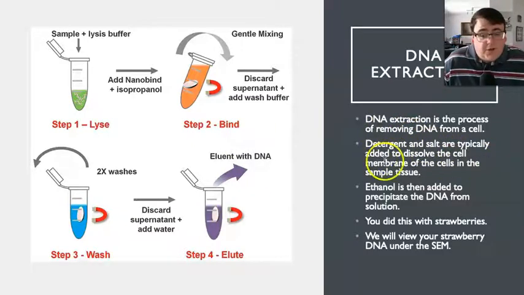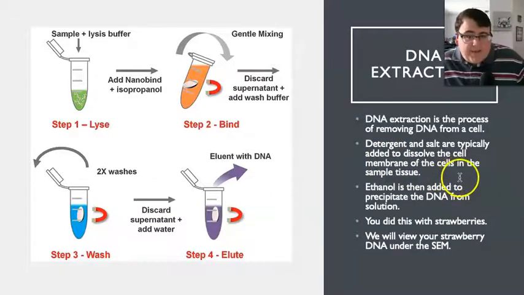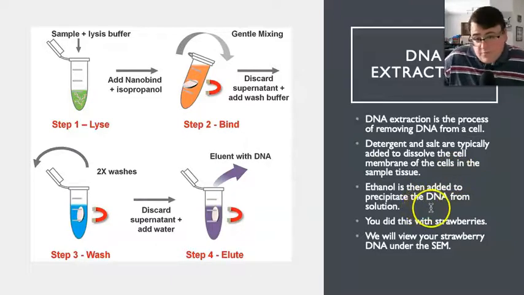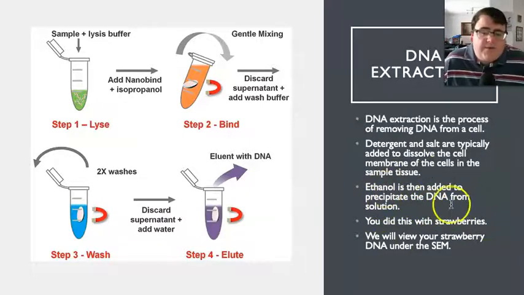Generally, detergent and salt are added, and the reason for detergent and salt being added is to dissolve the cell membrane and allow us to get the DNA from that membrane. We then also add ethanol, so we did that with methylated spirits when we did the strawberries, and we precipitated the DNA so it all builds up together so we can easily extract it. This is the whole thing you did with the strawberries.